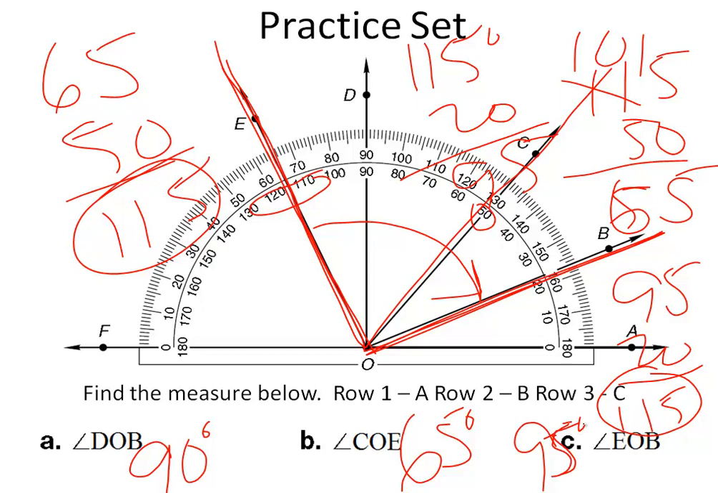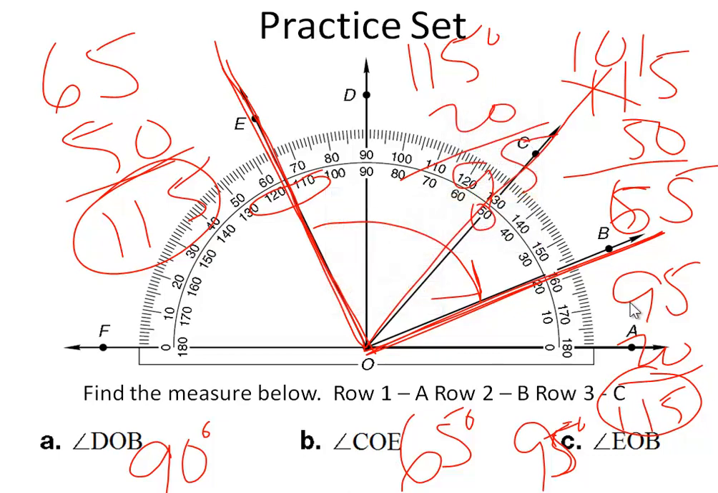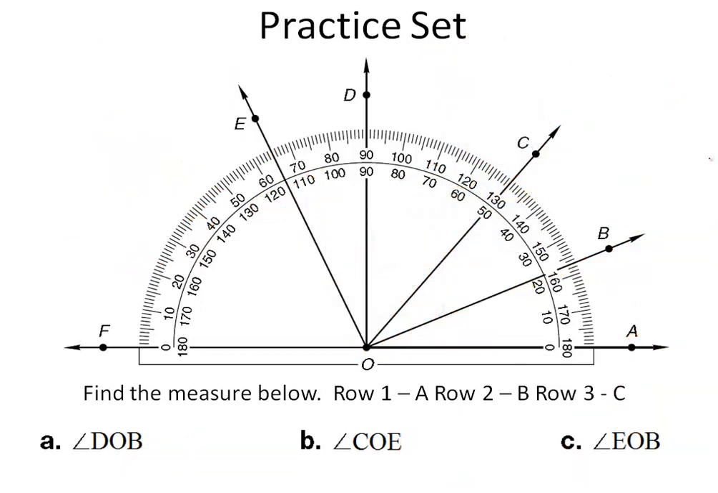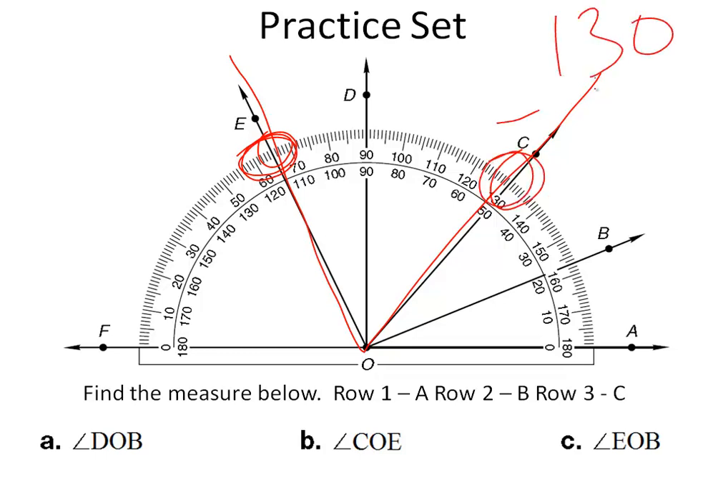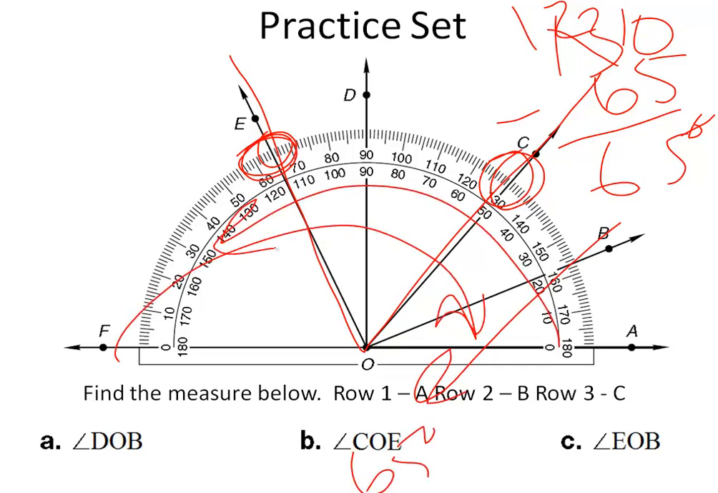It's just a matter of subtracting the numbers. You could have used the bottom set of numbers if you wanted. You didn't have to use the top set. So when you did COE, we could have used 65 up here and 130 here, and did 130 minus 65, add a 5, and still get 65 degrees. So it works exactly the same whether you go this way or you're going this way.